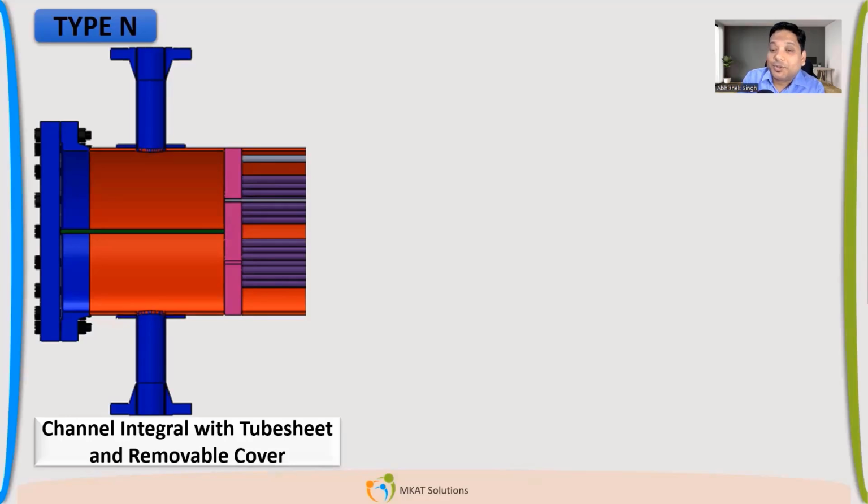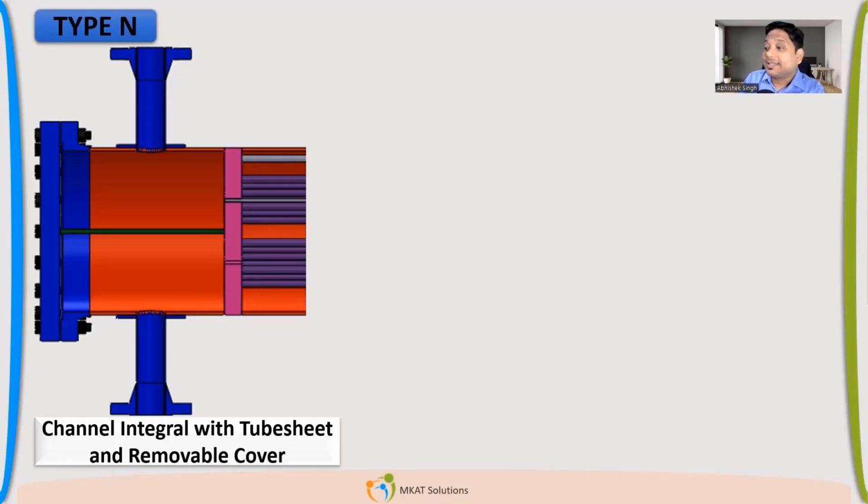Okay. So now we only have access to the tube bundle from the left hand side. We can open the cover and access the tubes. If it is a very small opening, it is going to be really difficult. But what is the advantage? The biggest advantage of N type, there are fewer flange joints.